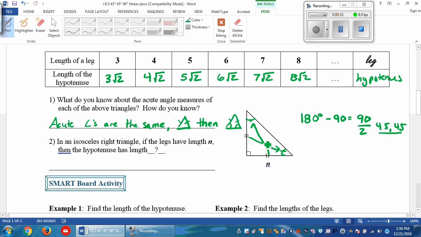So if you were given this generic one and the side lengths were n, the hypotenuse then has to be n root 2. Hopefully you got that pattern. So it's a blank triangle like you have there: n, n, and n root 2.